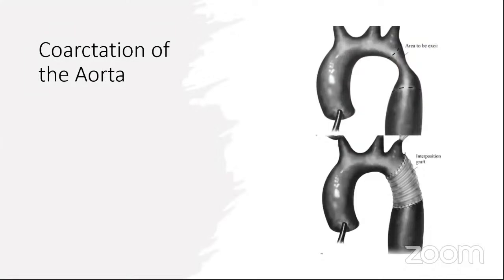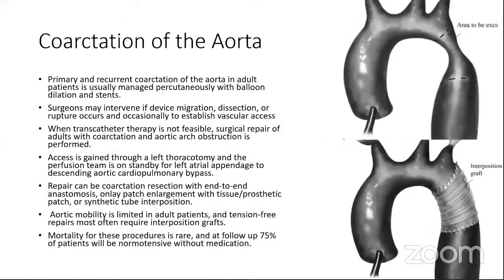Coarctation of the aorta. Primary and recurrent coarctation of the aorta in adult patients is usually managed percutaneously with balloon dilatation and stents. Surgeons may intervene if a device migration occurs or if a dissection or a rupture occurs, and occasionally to establish vascular access.